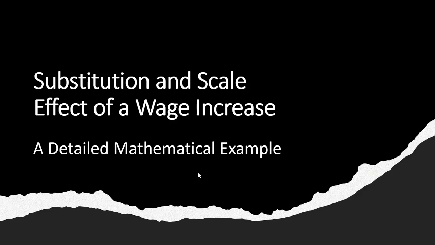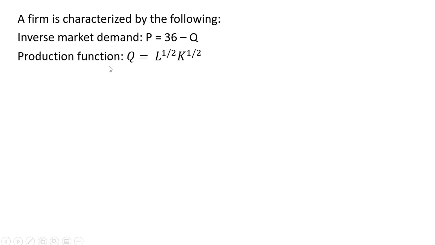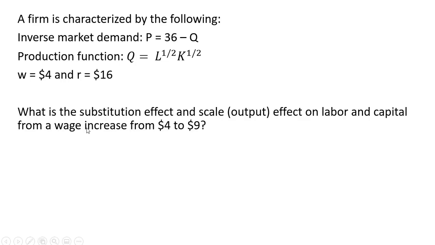Hello, in this video we're going to look at the substitution and scale effect of a wage increase using a detailed mathematical example. Here we have a firm that faces the following inverse market demand, has the following Cobb-Douglas production function, and has input prices where the wage is $4 per unit and price of capital R is $16 per unit. We want to find the substitution effect and scale effect.